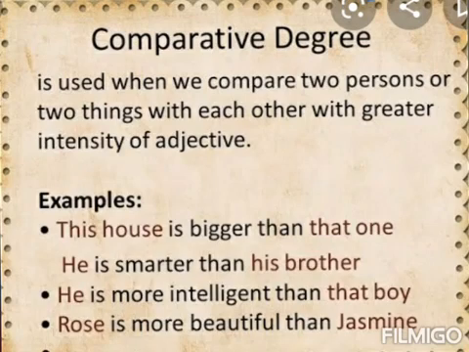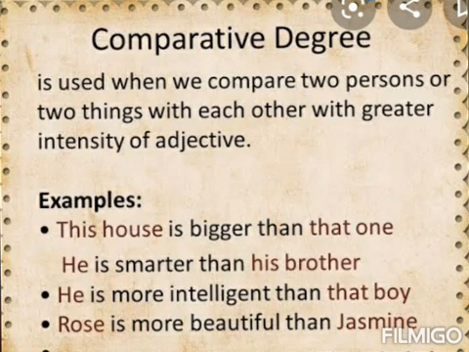Next we will be moving on to comparative degree. What do you understand by the word comparative? It must have come from the word comparison. So comparison is always between two or more persons or things. So comparative degree is when we compare two persons or two things with each other with greater intensity of adjective. For example, this house is bigger than that one.